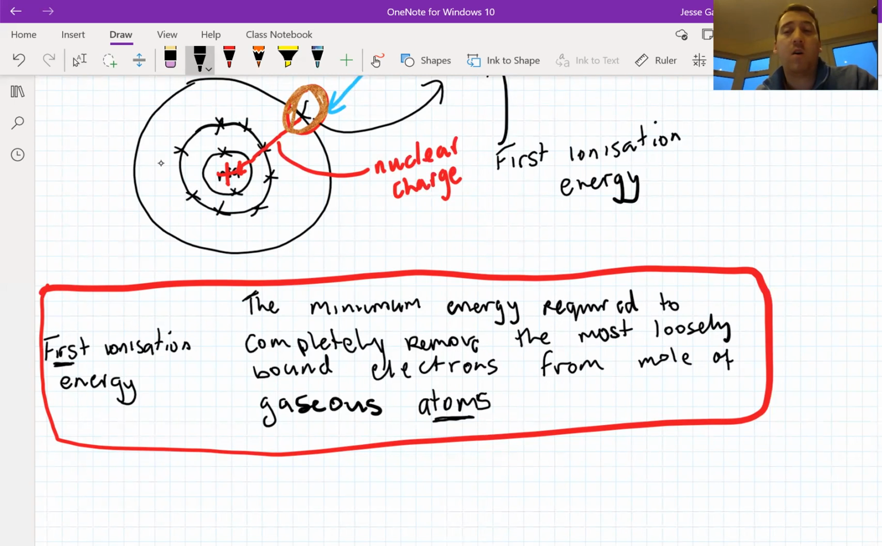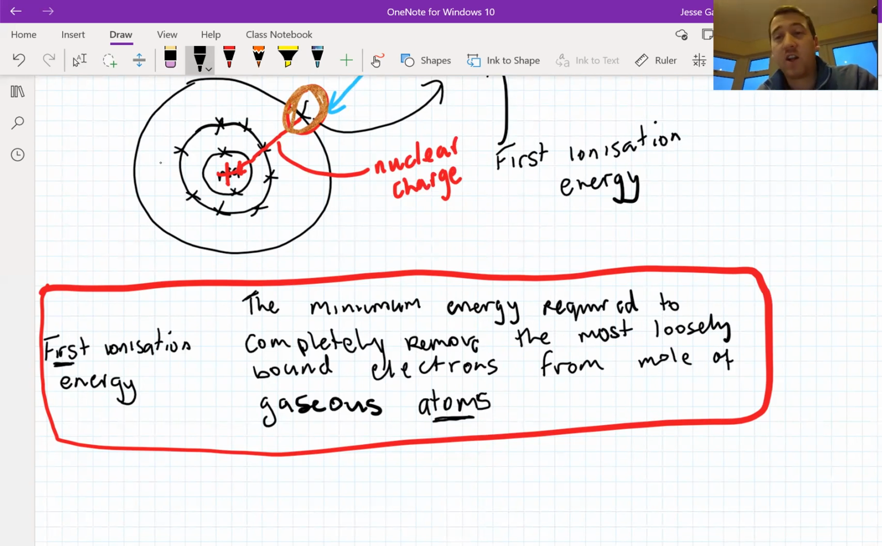Okay, so I'm hoping that you said something like this: the second ionization energy would be the minimum energy required to completely remove the most loosely bound electron. You're still going to remove the next most loosely bound electron from 1 mole of gaseous monopositive ions. That would be how you would describe second ionization energy. So make sure you've used the keywords monopositive ion. That would be the second ionization energy.